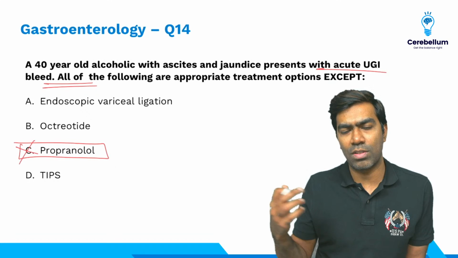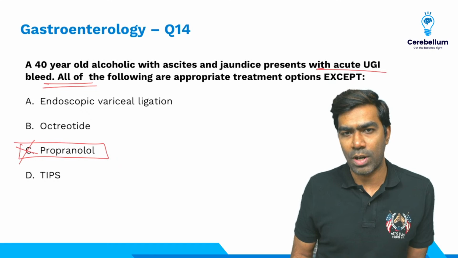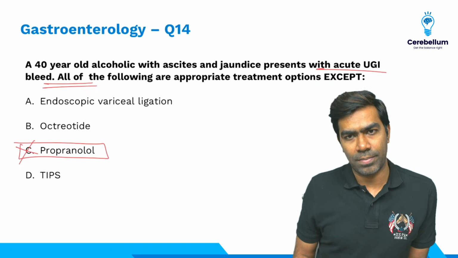In an acute variceal bleed, it can decompensate the patient because it's a beta blocker, a negative inotropic drug. It can reduce the BP further and worsen the hemodynamic stability. So it should not be given in the setting of an acute variceal bleed.